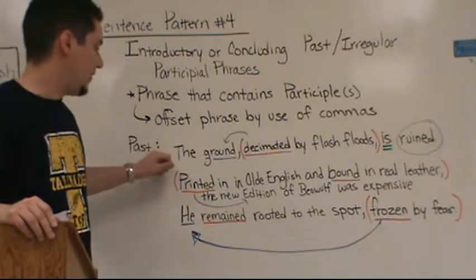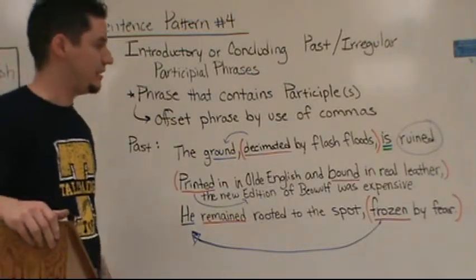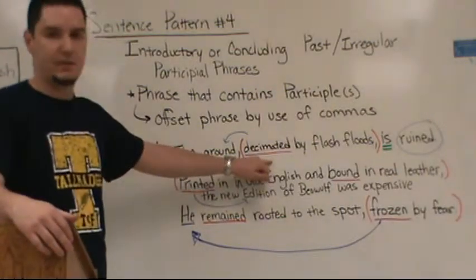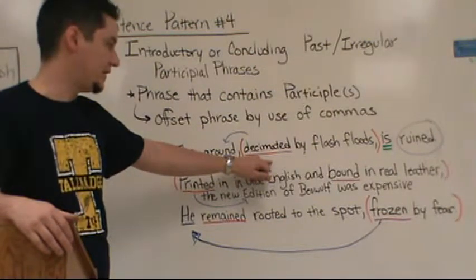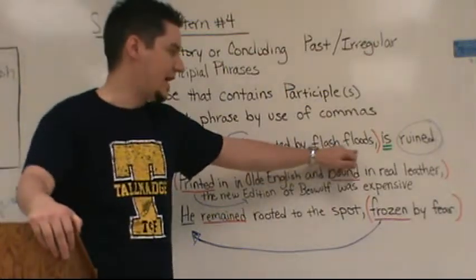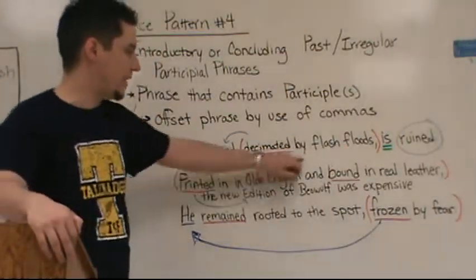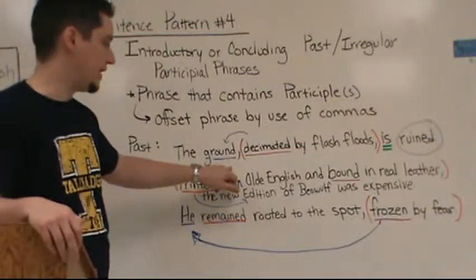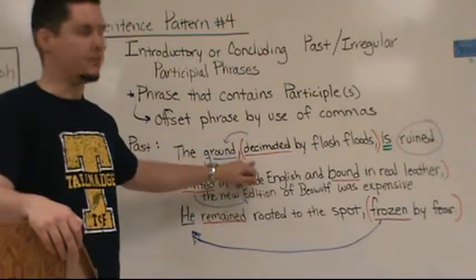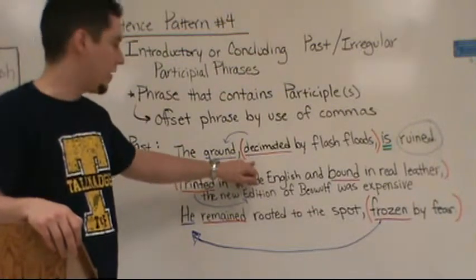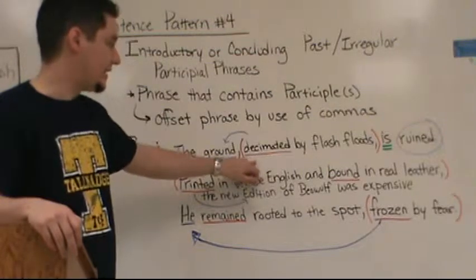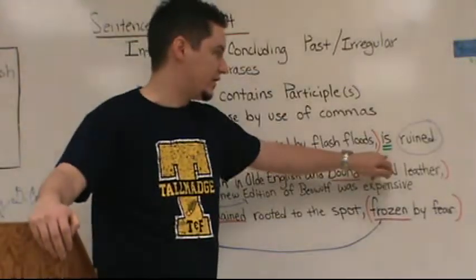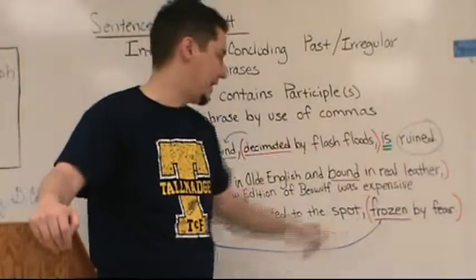Here are some examples. For past: the ground, decimated by flash floods, is ruined. If we look at this sentence, we have our past participle, decimated. We've taken the verb decimate and made it past tense. Decimated by flash floods is not a clause; there's no subject in this phrase. It's offset by commas, and it's actually describing the ground. The ground is what's decimated. Since it's describing the ground, remember, a participle is our verb that is acting as an adjective, and that's exactly what this is doing. It's describing the noun, ground. And we're saying that it is ruined, so we have our linking verb and our linking verb complement adjective.